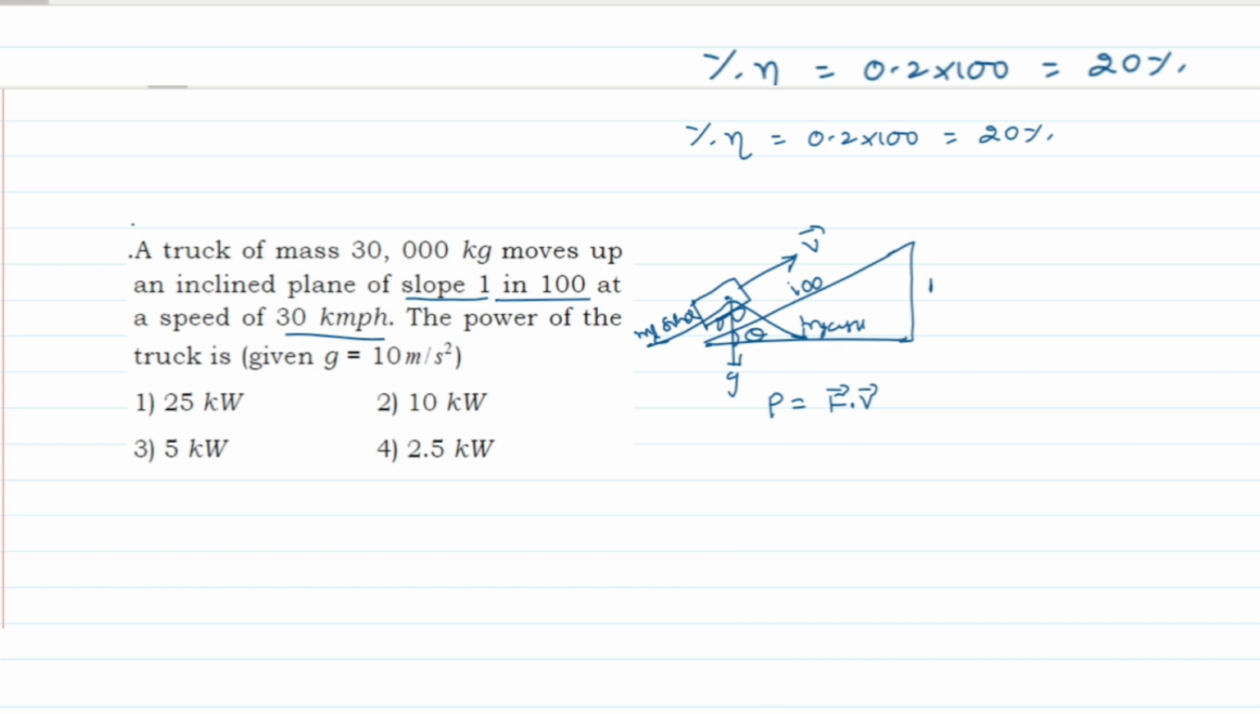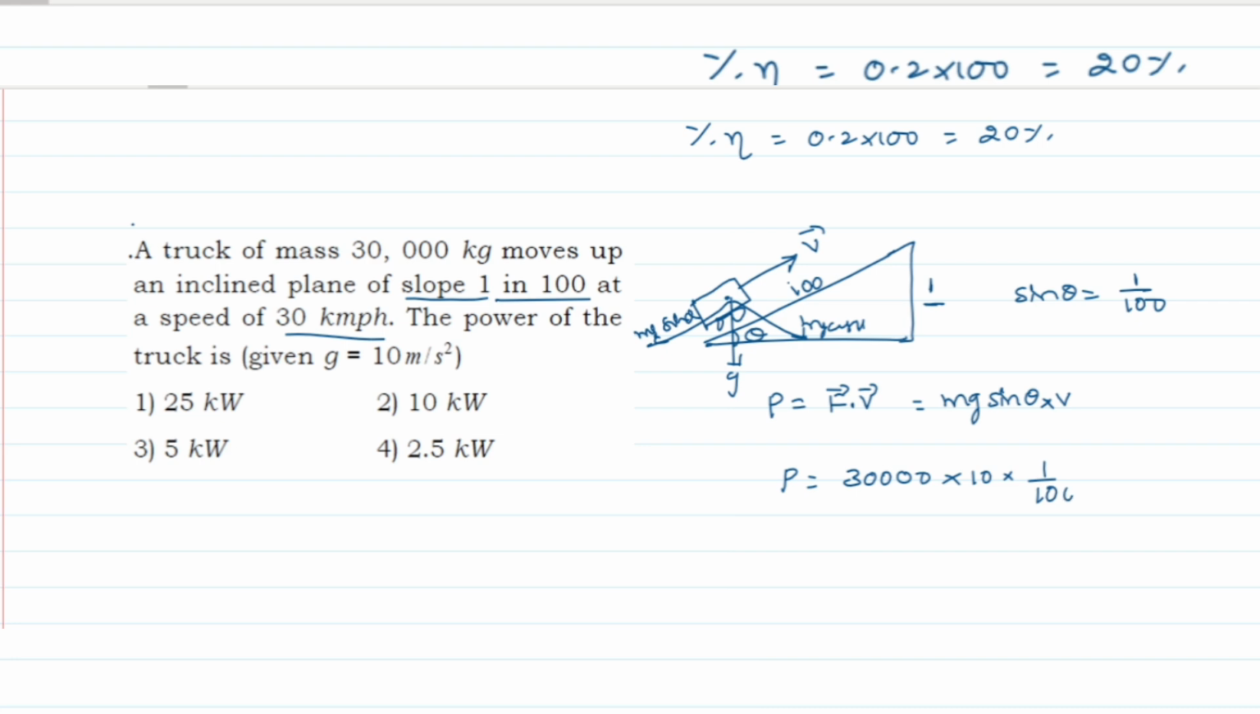So here we are only calculating its magnitude. You can take it as F into v. F is nothing but the mg sin theta component, into v. So P equals mass, given as 30,000 kg, into g, which is 10, into sin theta. Sin theta is the opposite side 1 over the hypotenuse, which is given as 100.